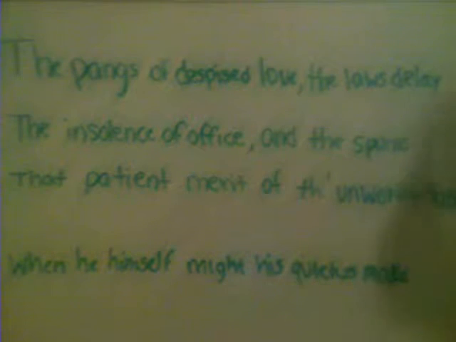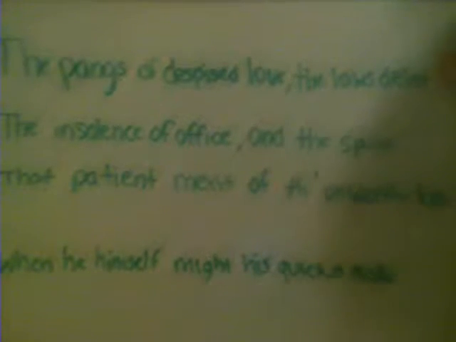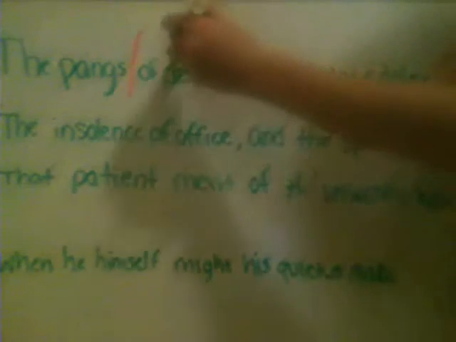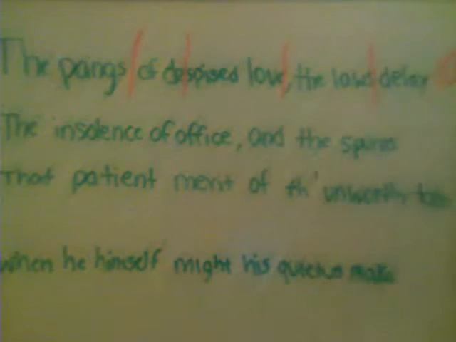So what I want you to do is for every line, you would write down the number of syllables on the end. After you do that, you want to separate your line into feet. Now a foot, when you're doing a scansion, is a set of 2 syllables. So what you're going to do is draw vertical lines down between every 2 syllables. So it'll be: the pangs, of despised, love, the law's delay.